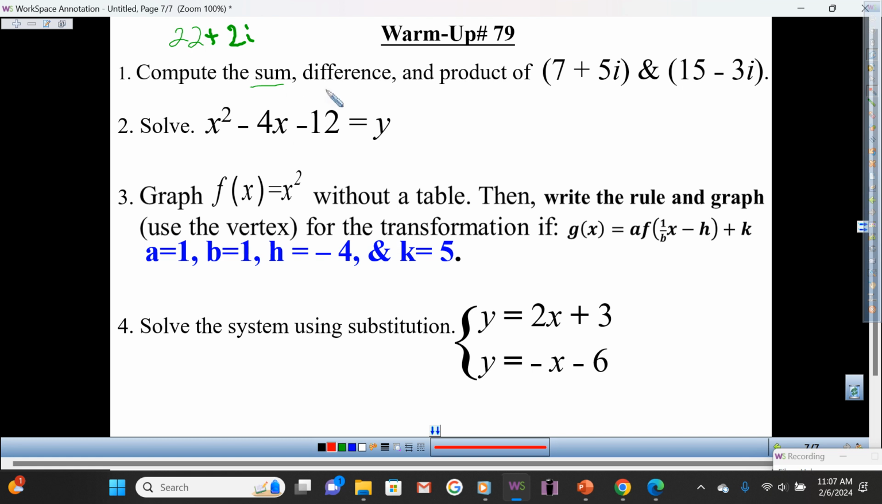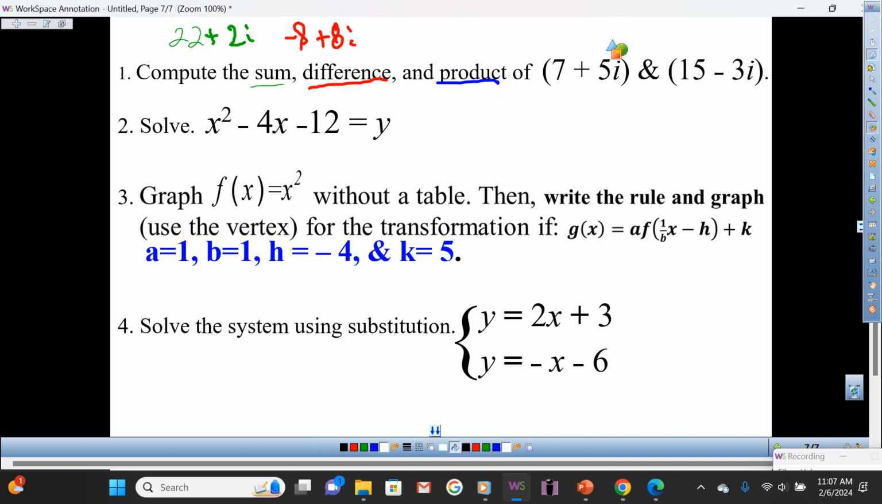Jacob M, difference. -8 plus 8i. Hands if you got that. That is correct. How about the product? What'd you get for the product, Jacob A? You get that one? I'll come back to you.